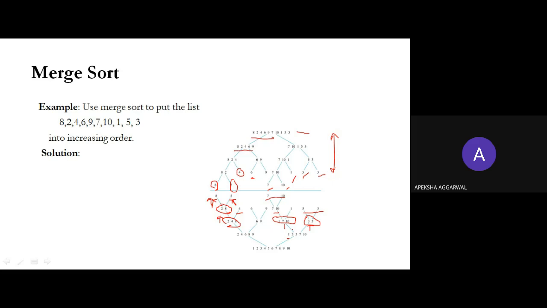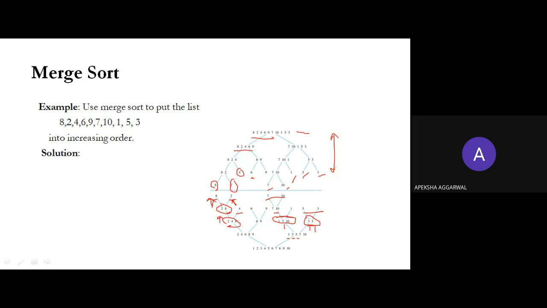Now you will compare 3 and 7. Which one is smaller? So 3 is smaller. So you have noted down 3 and you have slid your pointer to 5. Okay, now you will compare 7 and 5, whichever was smaller. So you have noted down 5. Now this list is over.